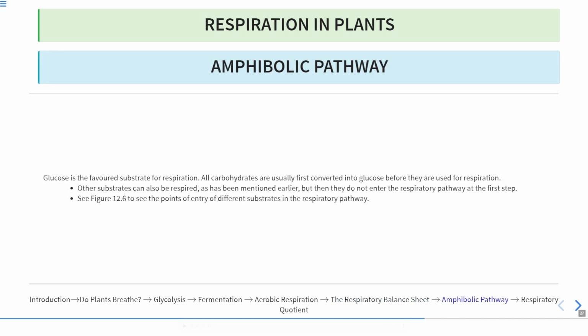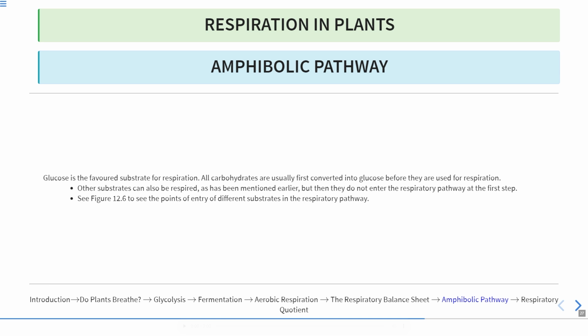Now, glucose is a favored substrate for respiration. All carbohydrates are usually first converted into glucose before they are used for respiration. So if there is carbohydrate, protein and fat, the first preference will be given to carbohydrate, especially glucose. Other substrates can also be respired, as mentioned earlier, but they do not enter the respiratory pathway at the first step that we started with for glucose. It will not be like that.